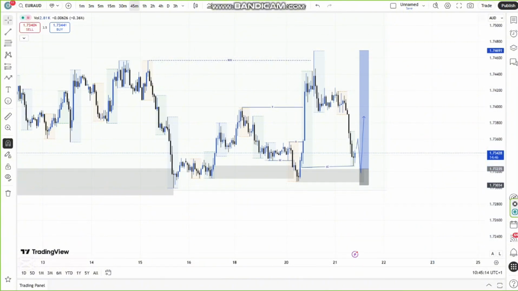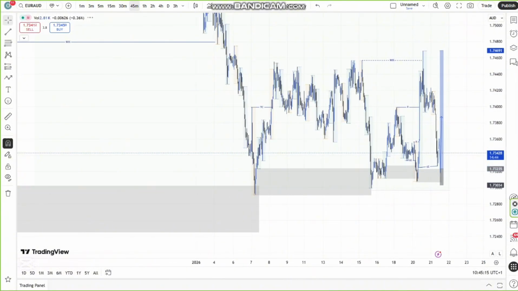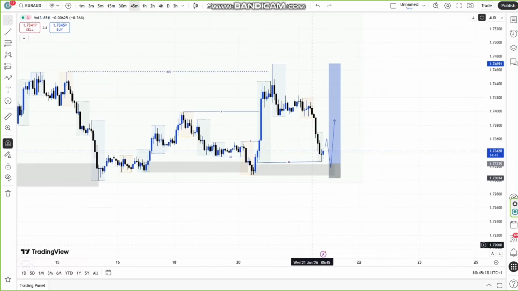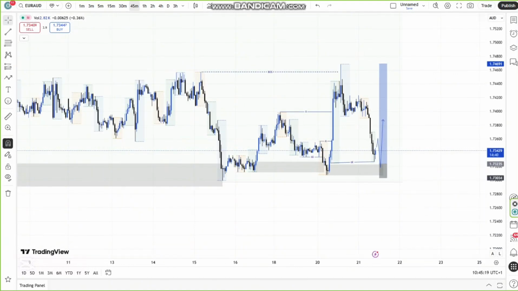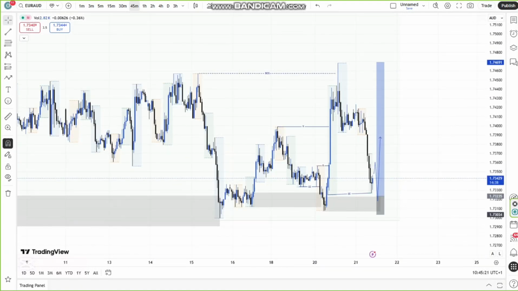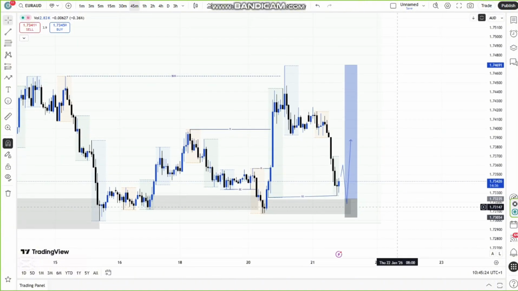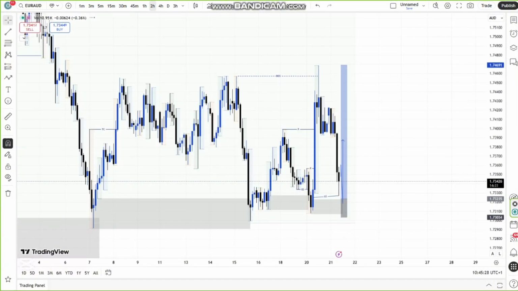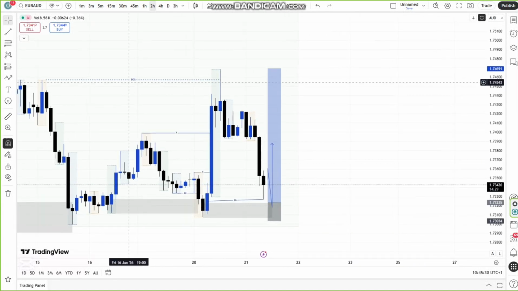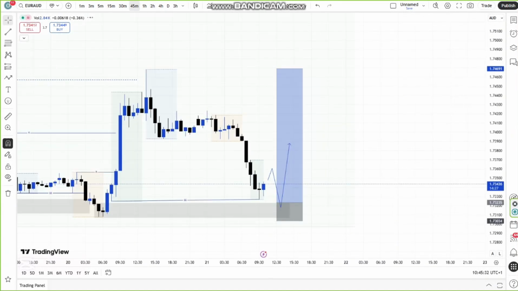But whatever price does, we just adapt to it, right? We are not here to predict the market. We are just here to analyze and move with price. So this is my bias on Euro AUD. I'm looking to take buys for a 1 to 7 risk to reward. Yeah, so this is my bias for EURAUD.